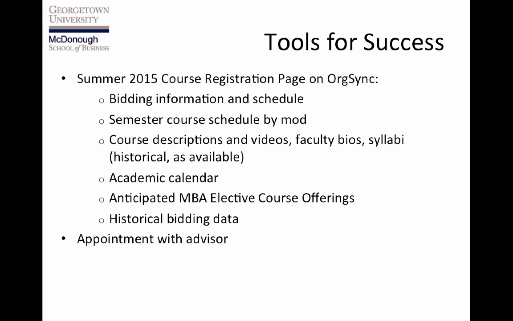Bios of all of our faculty and historical syllabi are available. There's also the academic calendar and the anticipated MBA elective course offerings for fall and spring, which is helpful in planning out what you might take each mod and semester. And then we also have historical bidding data. And you can always make an appointment with your advisor to discuss individual questions and course planning.